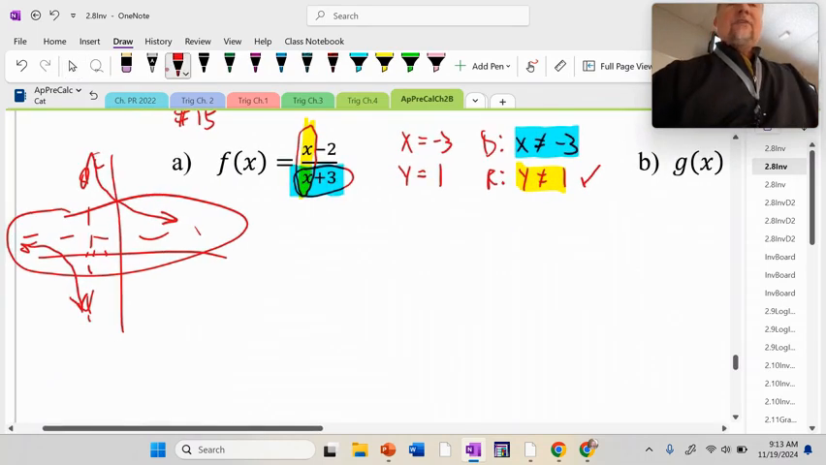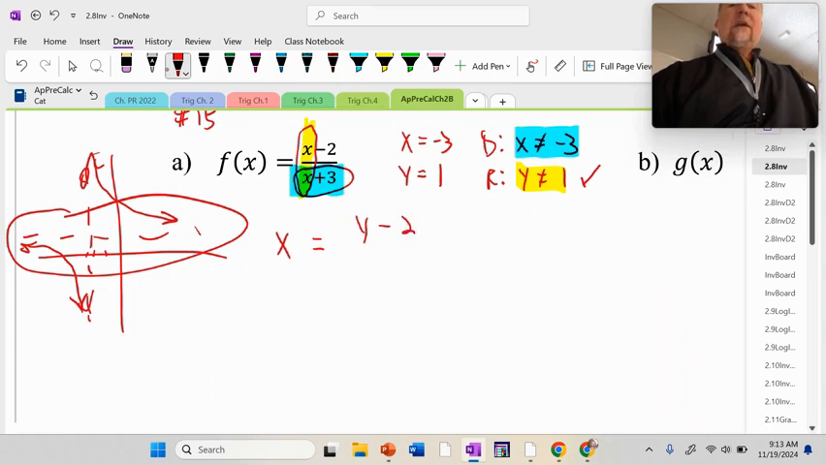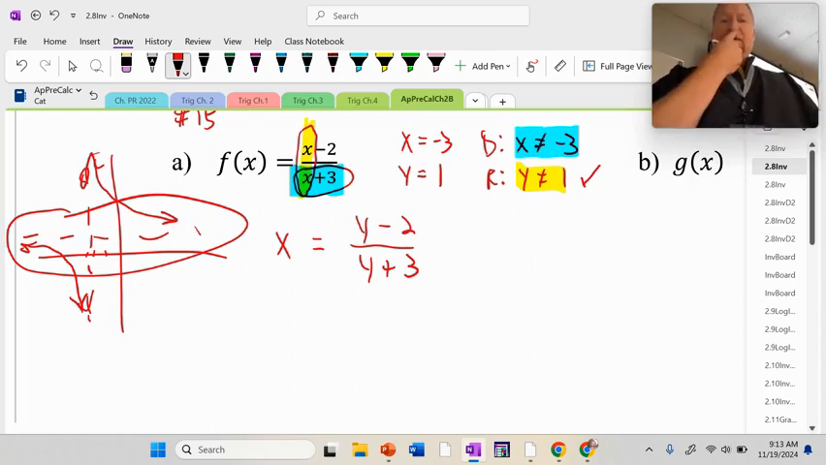Anyway, when I say inverse, you say switch x and y. So I'm going to do it real fast because this is now on a YouTube video. You can stop, you can pause, you can thumbs down it, thumbs up it.